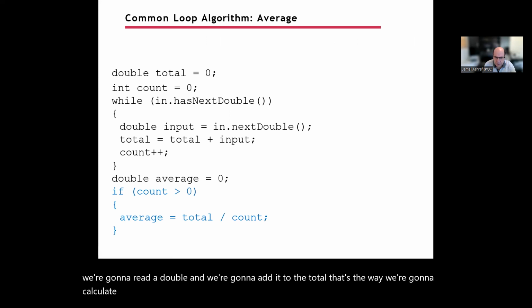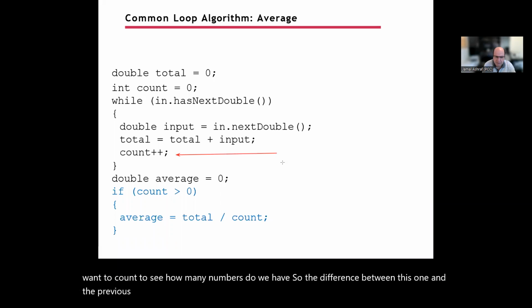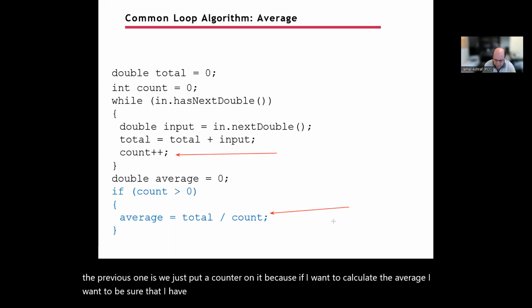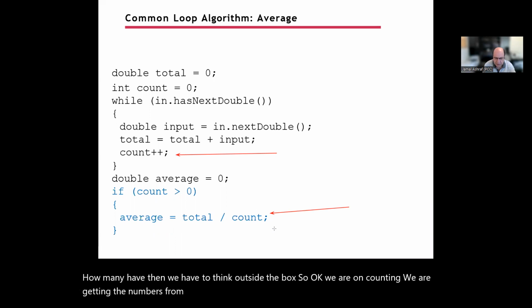So what about the average? We want to do the sum first, and then we want to count to see how many numbers we have. So the difference between this one and the previous one is we just put a counter on it, because if I want to calculate the average, I want to be sure that I have a count of how many you have. Then we have to think outside the box. So, okay, we are counting, we are getting the numbers from the user, and we're going to calculate the average.